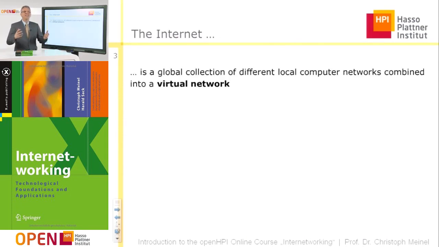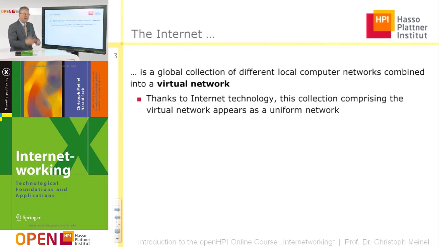The internet is a global collection of very different local computer networks. These local computer networks may be incompatible. It's possible that you cannot interconnect them. So the idea of the internet is to provide, in a layer above, a software solution that helps the different local networks behave like a uniform virtual network. And internet technology is exactly the secret behind this, and this is exactly the topic we want to discuss and learn in this course.